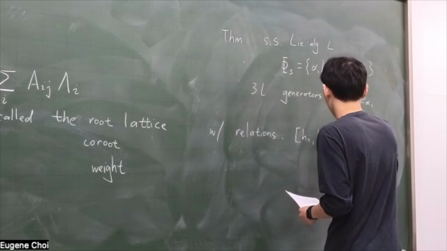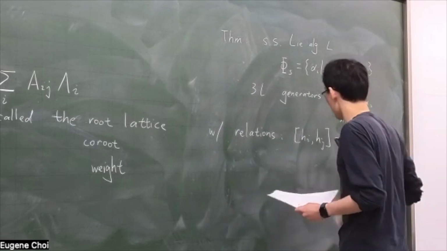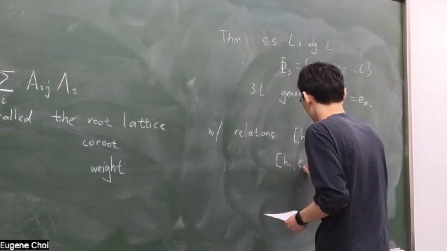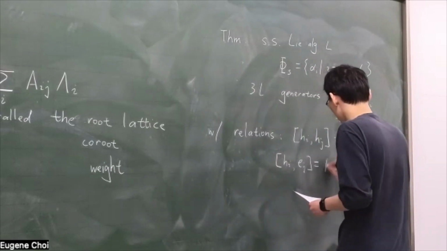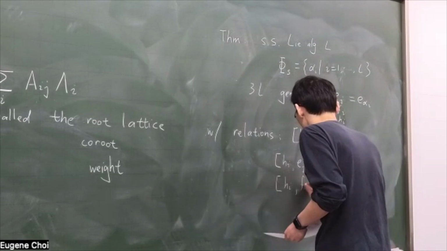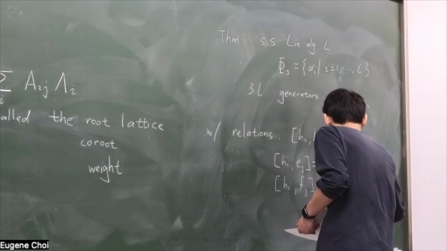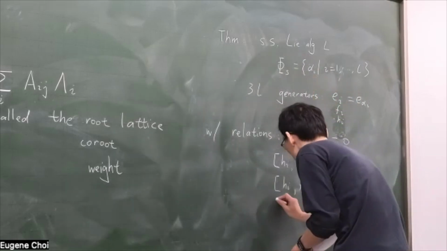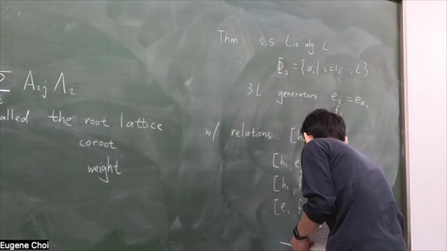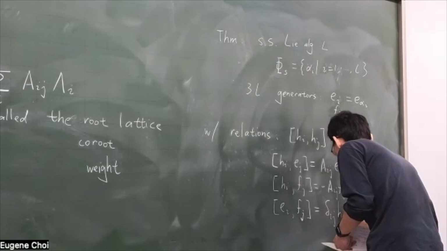Of course, the H's are the Cartan subalgebra, so they commute with each other. And [H_i, E_j] is equal to A_ij, the Cartan matrix, times E_j, and [H_i, F_j] is equal to minus the Cartan matrix element A_ij times F_j. And also I have [E_i, F_j], which gives me delta_ij H_i.